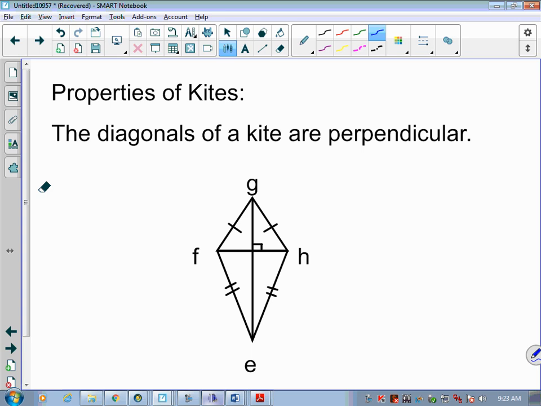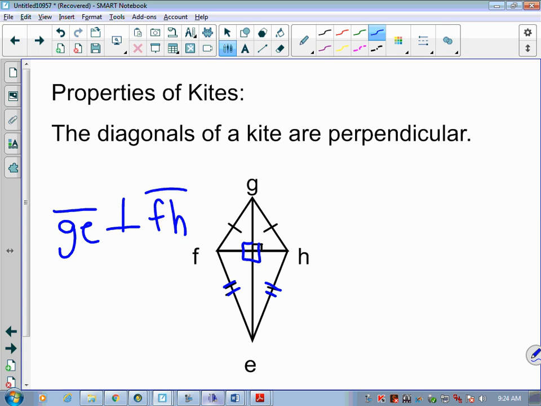Okay? The diagonals of a kite are perpendicular. So you see that GE is perpendicular to FH. And so all of these angles around here are going to be right angles, which means all of these triangles. A kite is made up of 4 right triangles, not unlike a rhombus. But you'll notice that it's different in that it's not a parallelogram because opposite sides are not congruent, opposite sides are not parallel.